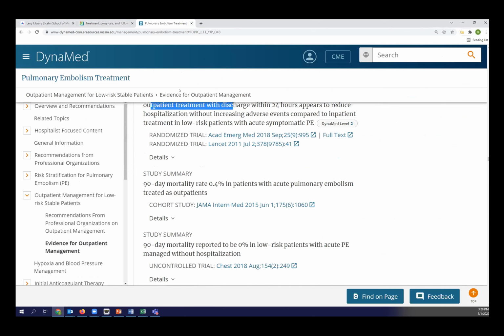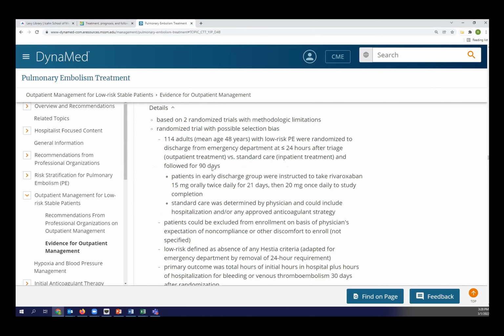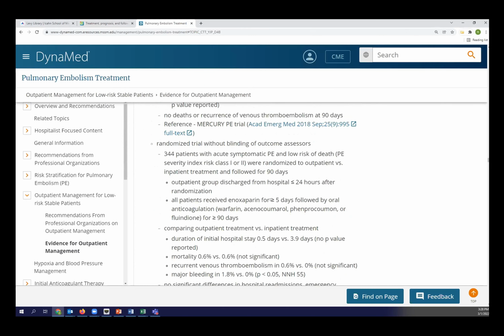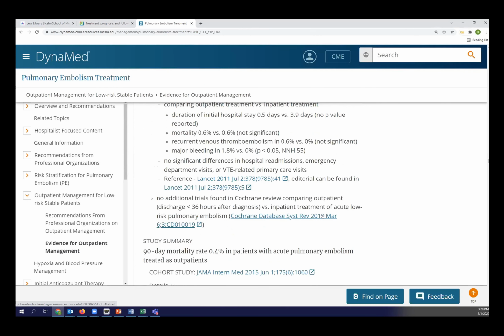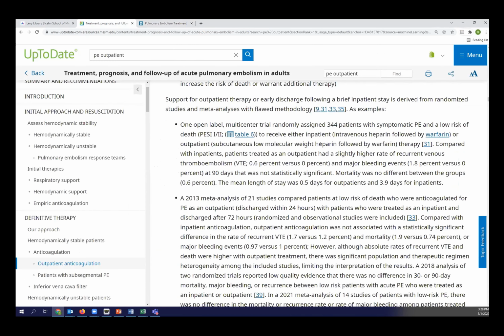So we've got a range of RCTs, cohort studies, we have an uncontrolled trial here, and so on and so forth. Also within Dynamed, we've got our 2018 trial, our most recent trial, listed on top, followed by our 2011 trial. And as you saw, they also talk very briefly or acknowledge the existence of a 2019 Cochrane review.